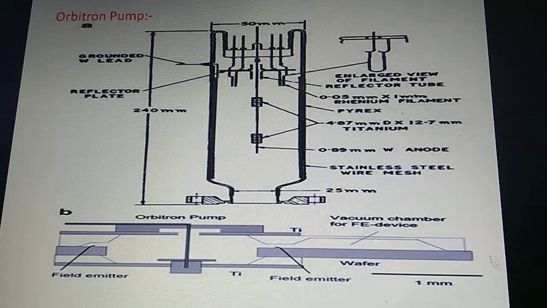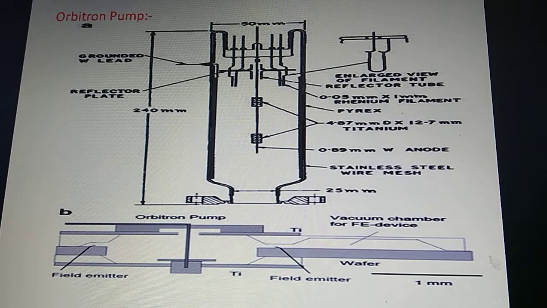The last type of pump is the Arbitron pump, and the name Arbitron is given because of the orbital motion or the circular motion of the electron which follows in the pump.